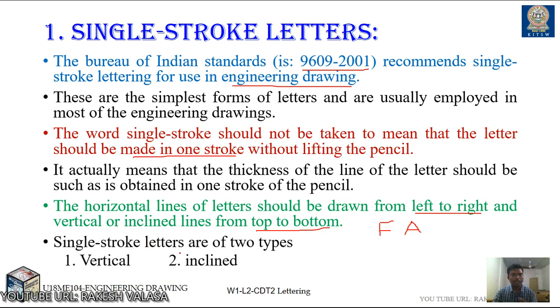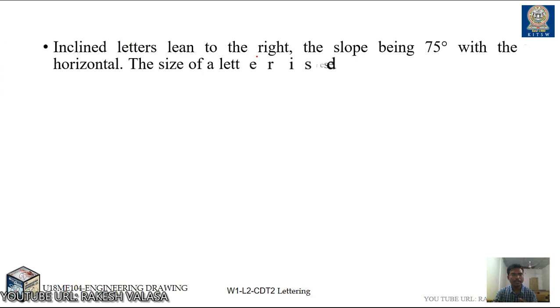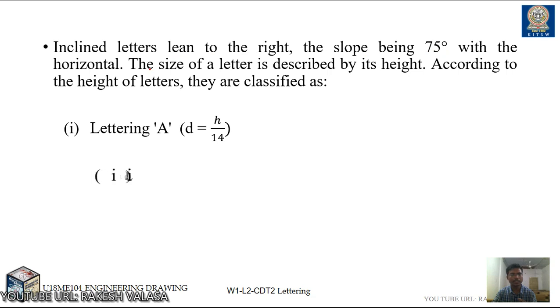These single stroke letters are of two types: one is vertical single stroke letters, second is inclined single stroke letters. Here inclined letters lean to the right, the slope being 75 degrees with the horizontal. Let us see. This inclined letter makes an angle with the horizontal line of 75 degrees, and it makes an angle with the vertical of 15 degrees.